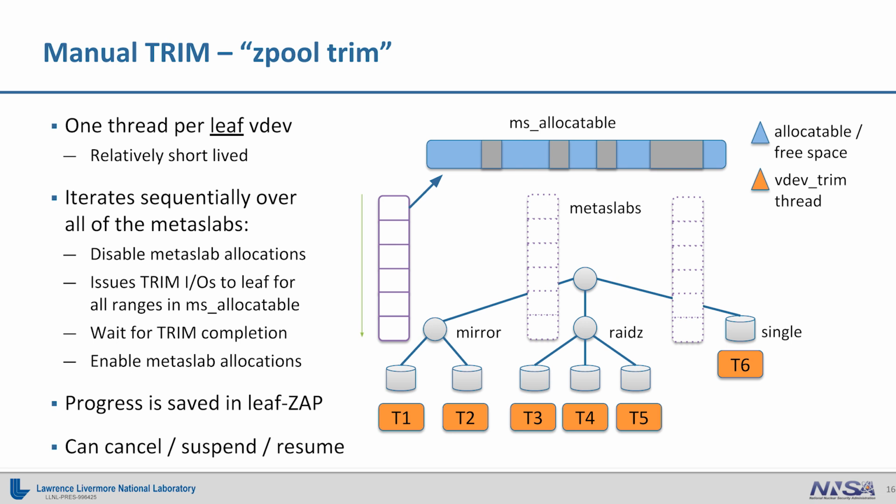While it's going along doing this, progress gets saved in a leaf ZAP. Each one of these leaf VDEVs has a ZAP and stores the state in it. This is what's used for resuming if you suspend it, or for progress reporting so it knows how far along it is. The state gets tracked on a per-leaf basis. Then you can cancel, suspend, resume.